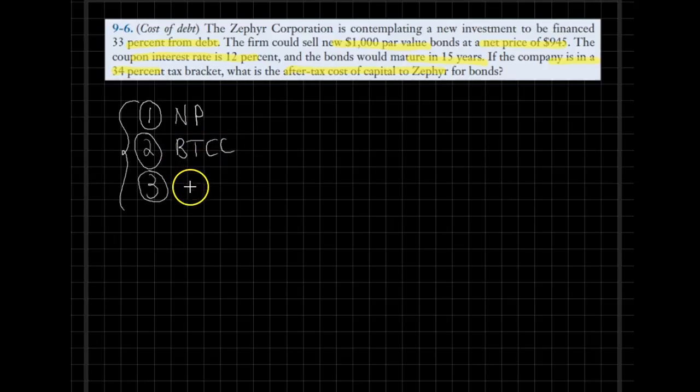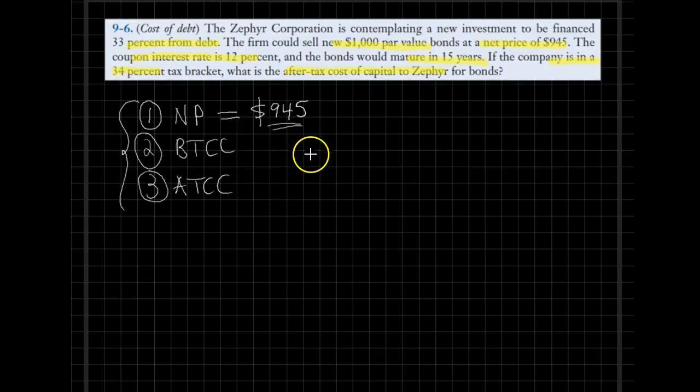Recall that in a cost of bond calculation, we have three steps. In the first step, we calculate the net price. In the second step, we calculate the before-tax cost of capital. And in the third step, we calculate the after-tax cost of capital. Now, in this problem, we're actually given the net price, so this makes our life pretty easy, and we do not have to make any further calculations in step 1.